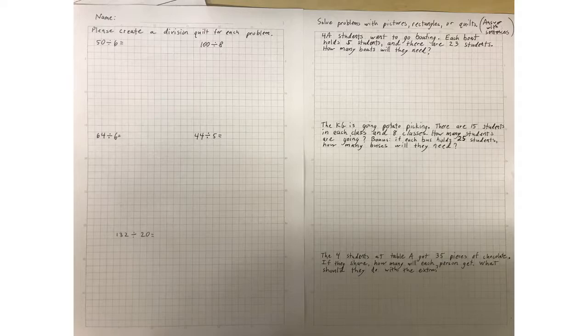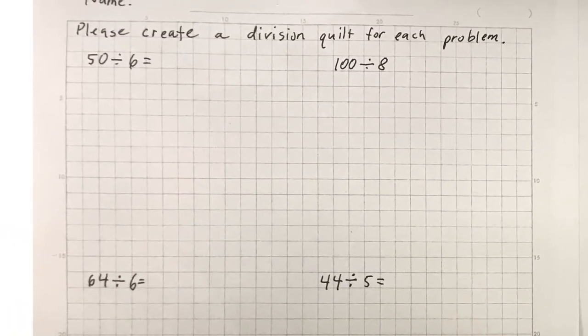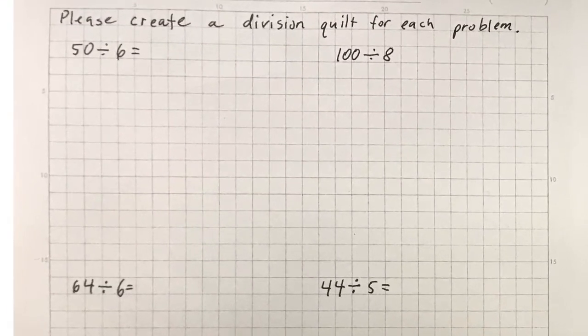All right, let's take a look at the homework here, where we are working on division and maybe a little bit of multiplication too. We're going to start on one side with just division quilts, which we should know already. So 50 divided by 6.